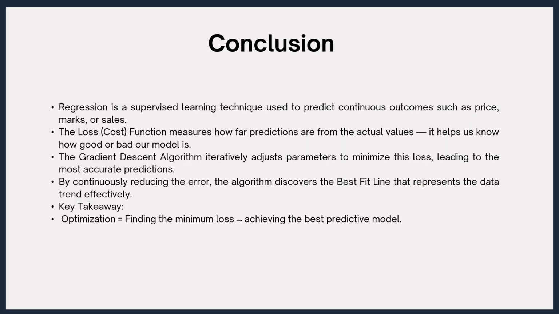To conclude, regression helps predict continuous values. The loss function tells us how far our predictions are from the real values. Gradient descent helps us minimize the loss by adjusting parameters step by step. Finally, we obtain the best fit line which represents the data most accurately. In simple words, optimization means reducing loss to get the best possible prediction model.